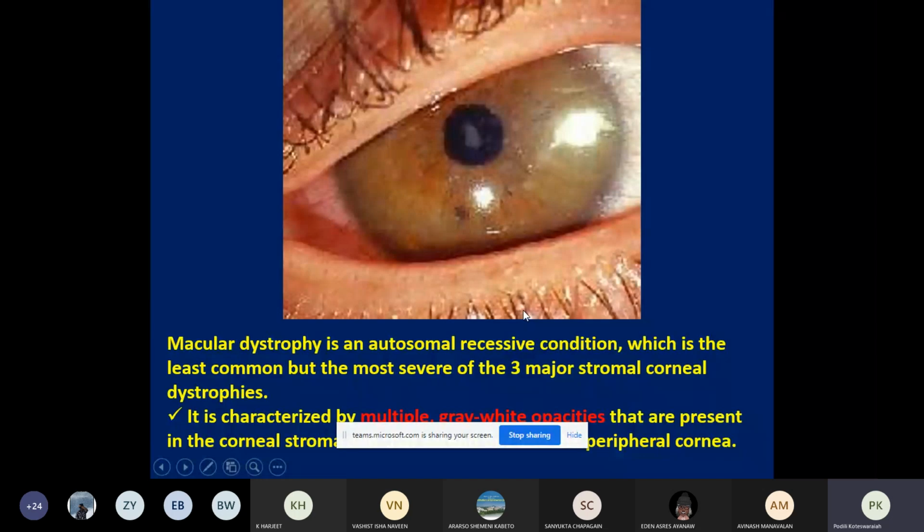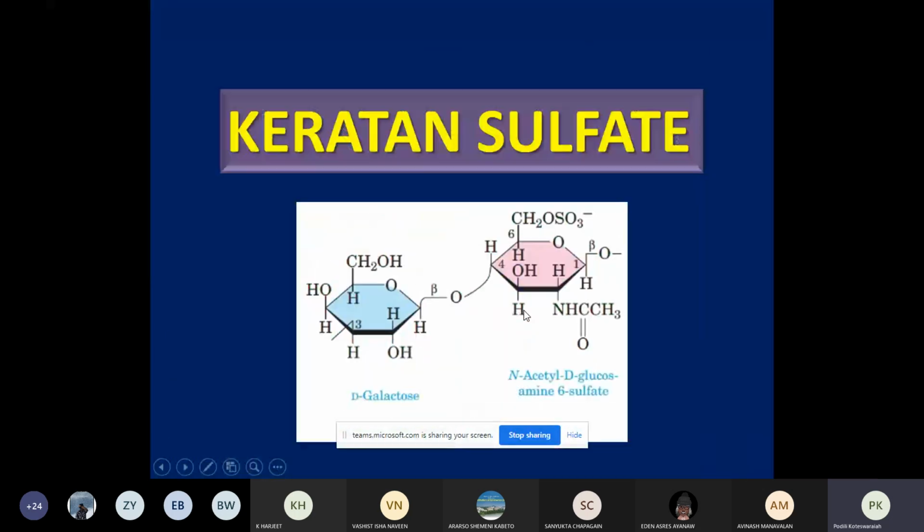So this is about the keratan sulfate. In summary, keratan sulfate is a polymer of galactose and N-acetyl glucosamine 6-sulfate, and it is mainly present in the cartilage, bone, and the cornea, and also a variety of horny structures.